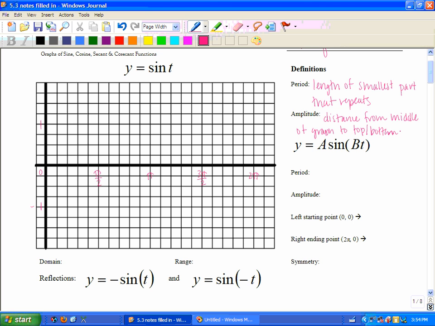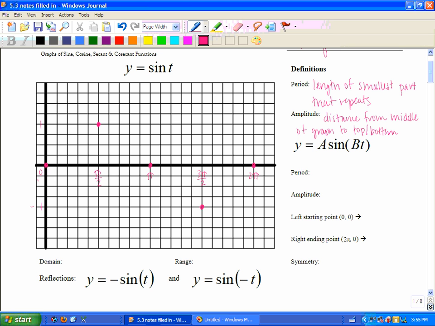So if you remember, at 0 degrees or 0 radians, either way, the y-coordinate is 0. And then at pi over 2, the y-coordinate is 1. At pi, that's over on the x-axis, so your y-coordinate is 0 again. And then at 3 pi over 2, your y-coordinate is negative 1. And then 2 pi is back all the way around the circle, and so your y-coordinate is 0 again.